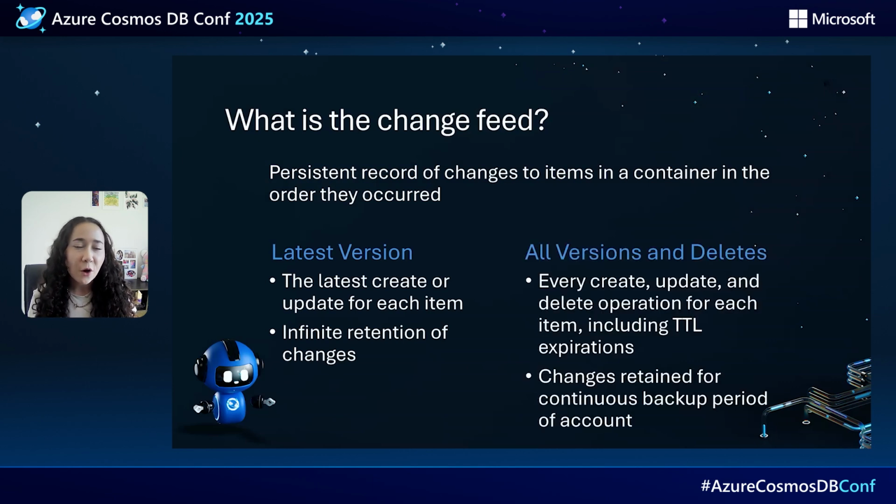The next mode is all versions and delete. Here, you can get every create, update, and delete operation for every item, including TTL expiration. In this mode, if you have two updates to the same item in between change feed reads, the next time you read change feed, you'll see the update for both of those, rather than just seeing the latest update. Changes in this mode are retained for the continuous backup period of the account, which means you can't read from the beginning of the feed, but you can read anything that happened within that retention window.